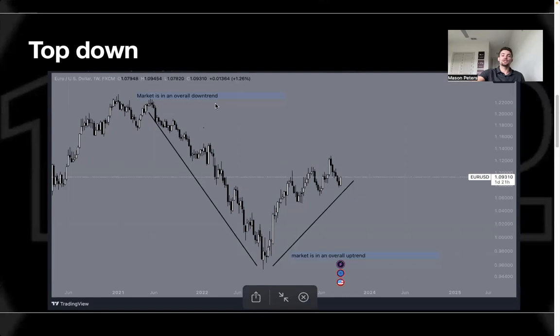So the market is in an overall downtrend. We have significantly bearish weeks from 2021 to 2022. We have a bearish trend. Now the market starts trending upward. Now we're in an upward trend, right? And this is the weekly time frame. So each candlestick is 1 week of price action.